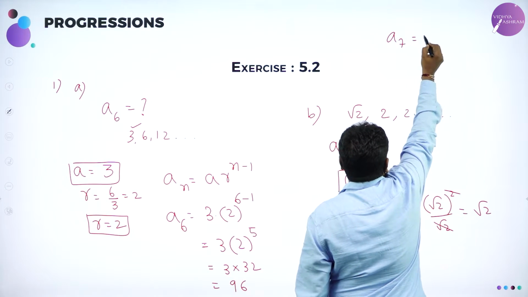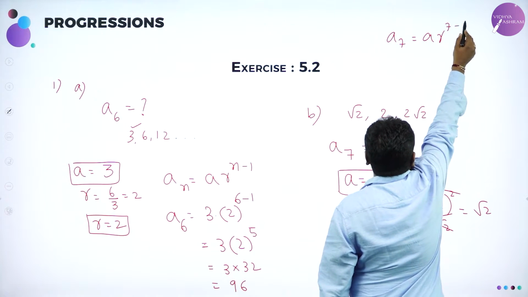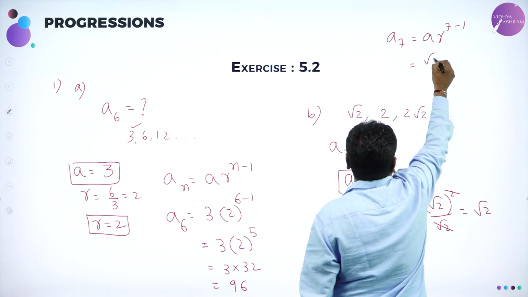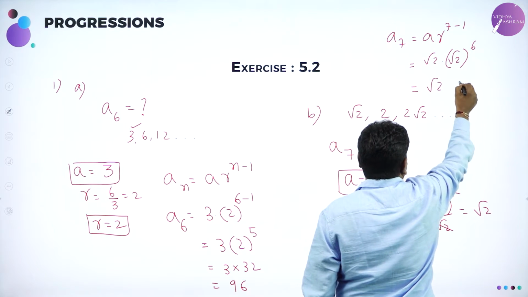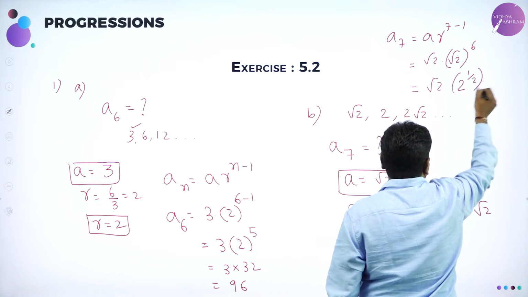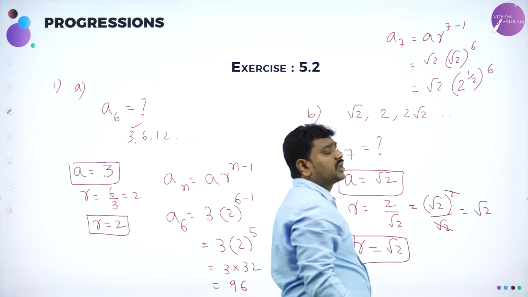All of you know A7 is A into R power 7 minus 1. A, the first term, is root 2, again root 2 power 6, and root 2 into root 2 can be written as 2 power half, power 6. You know root means power half.